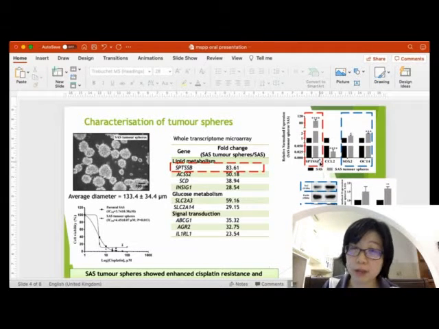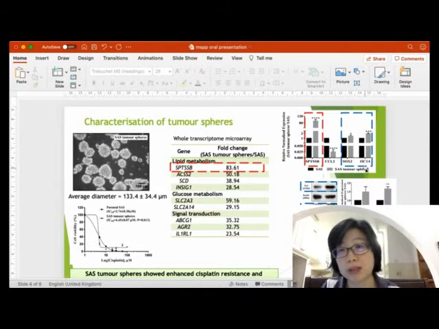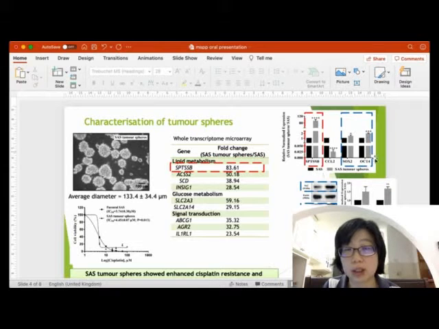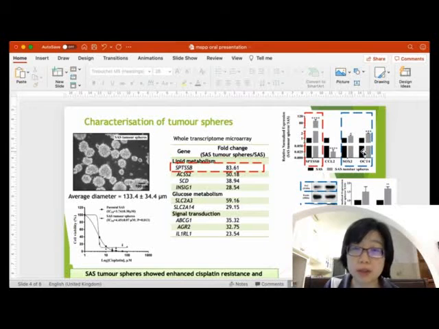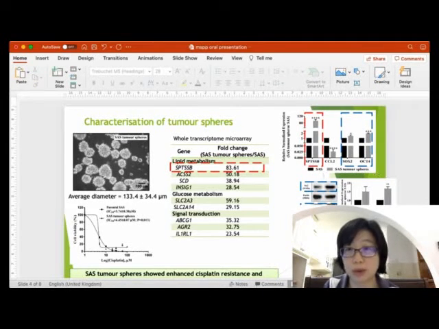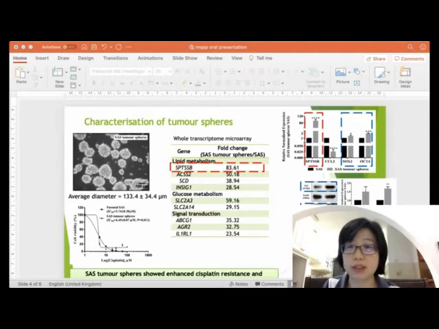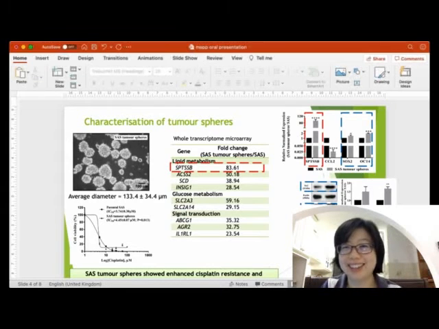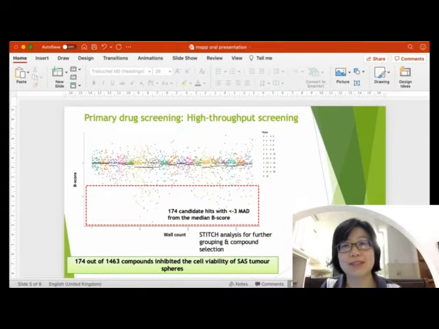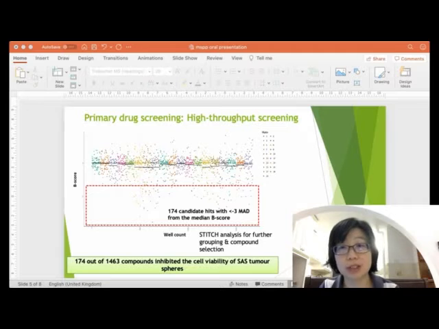We also had a look at the stem cell markers, which are SOX2 and OCT4. The gene expression has increased as shown in the qPCR, and also at the protein level as shown through the Western blot. We therefore conclude that the model is sufficiently cancer stem cell-like.